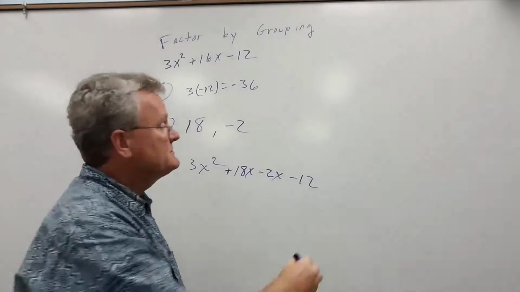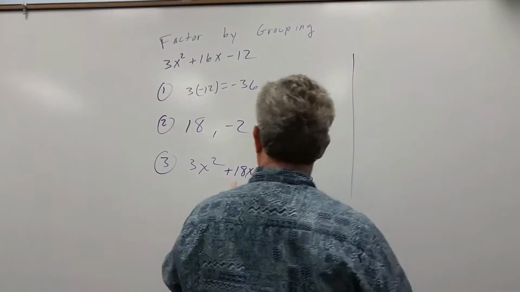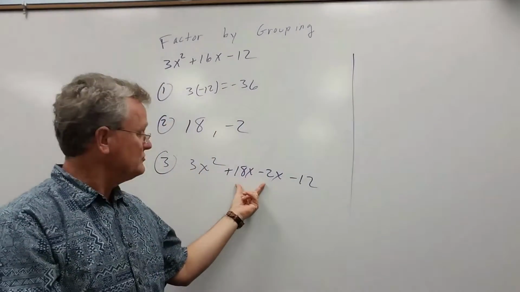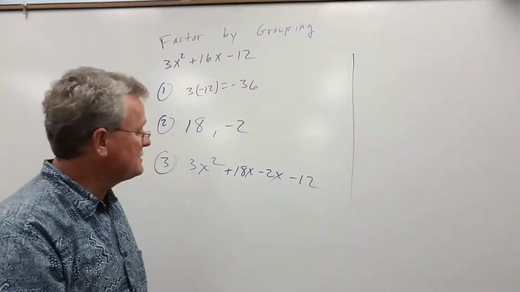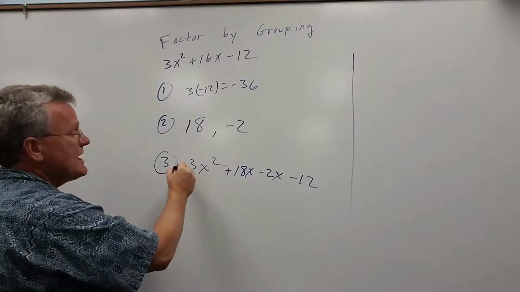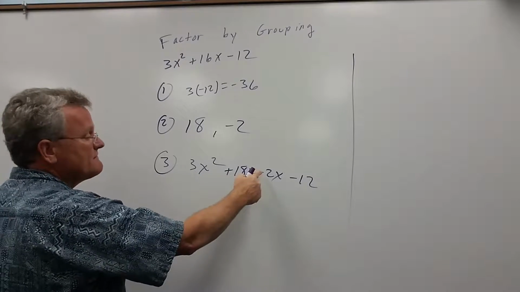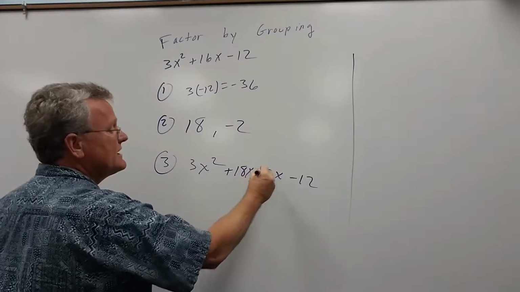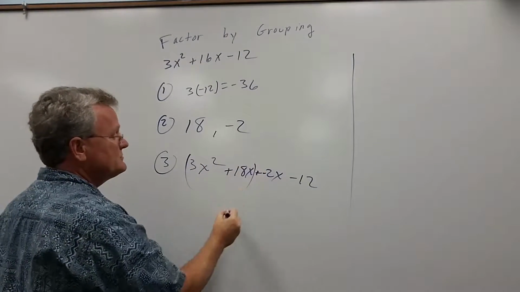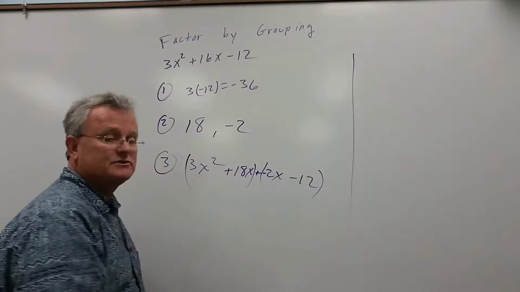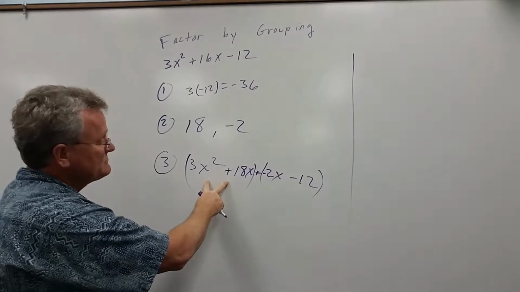Now I realize at this point we could have written it as minus 2x plus 18x. We'll do that later. You're going to get the same result, it doesn't matter. So now we think of this as plus a negative to help us with our grouping. So we group the first two and group the last two. And then we factor each group.